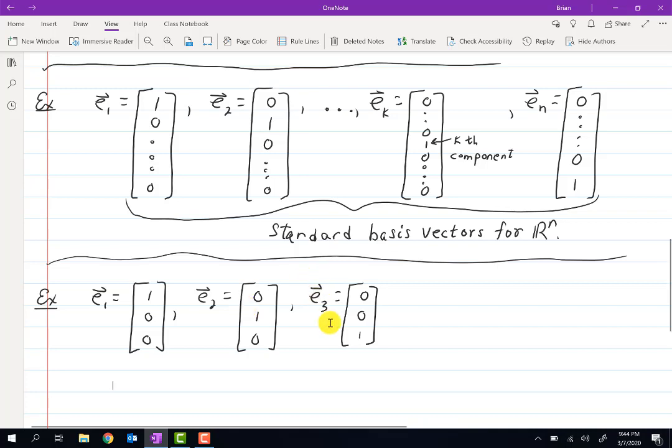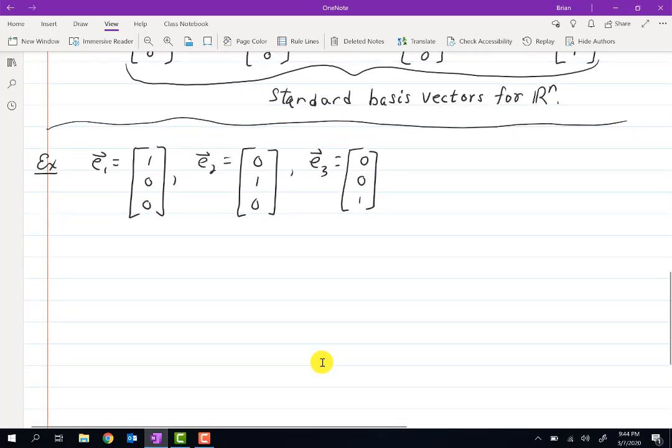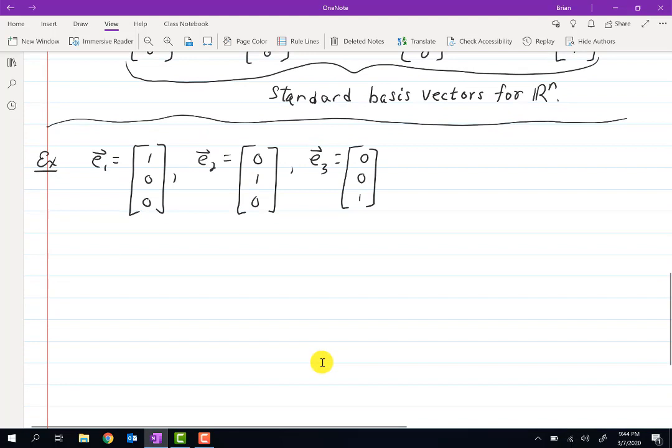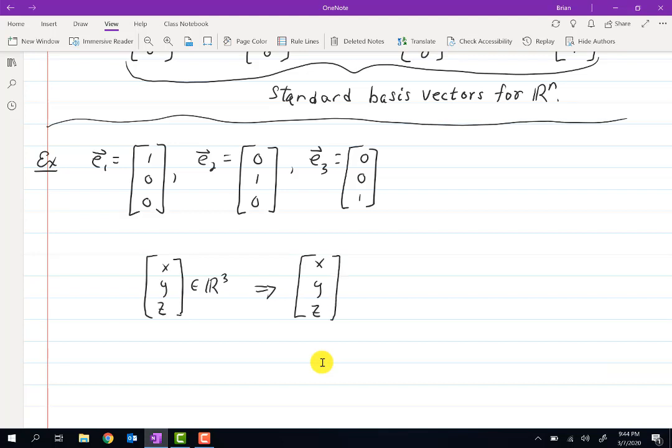It also shows it spans, by the way, but I want to show you an easier way that it spans. If you have, say, an (x, y, z) in R3, then it's a linear combination of these vectors because (x, y, z) will equal x times (1, 0, 0) plus y times (0, 1, 0) plus z times (0, 0, 1).